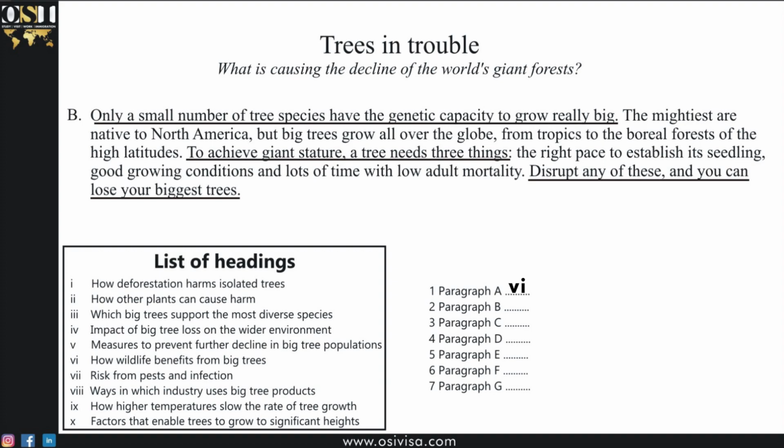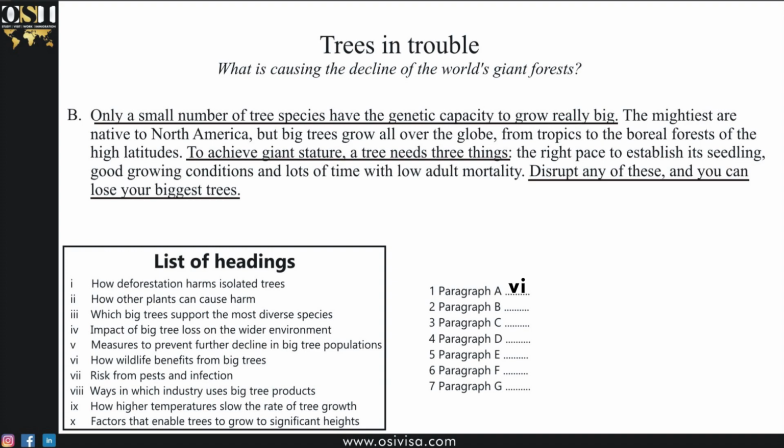And then in the end it says disrupt any of these. We don't know what these refers to. So what we are going to do is read the previous sentence just to get the whole background information. So it says to achieve giant stature, a tree needs 3 things. Now, if I were you, I would just stop reading right here, because it clearly mentions to achieve giant stature. That means to grow really big, a tree needs 3 things.